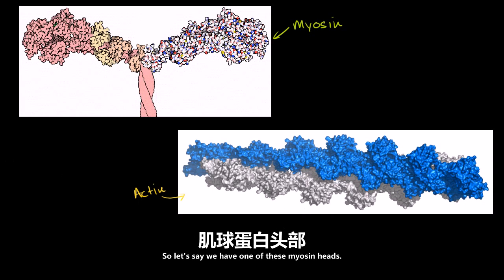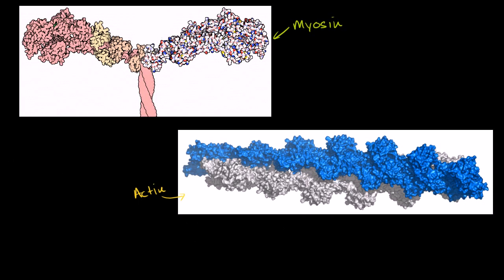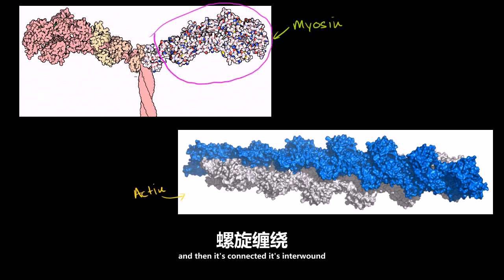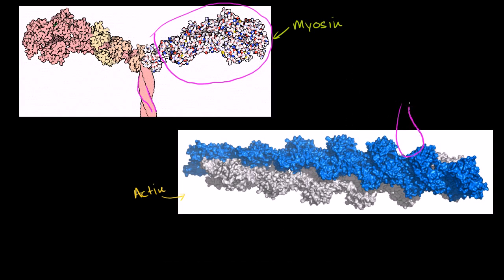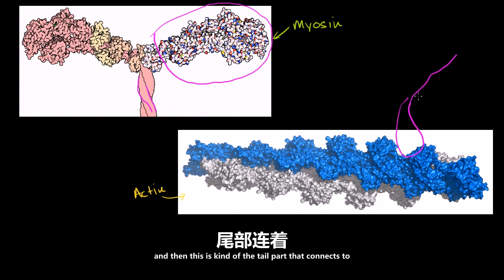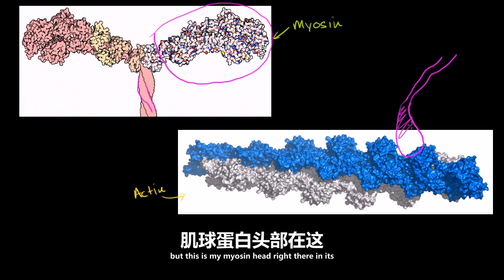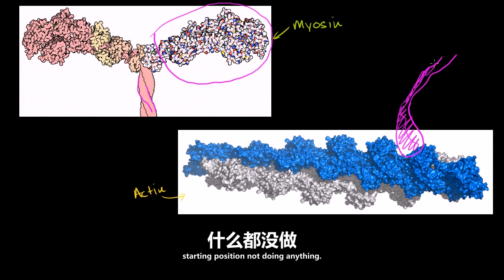So let's say we have a myosin, one of these myosin heads. When I say a myosin head, this is one of the myosin heads right here. And then it's connected, it's intertwined, and it's wove around. This is the other one, and it winds around that way. Now let's just say we're dealing with one of the myosin heads. Let me see how well I can draw it. Let's say it starts off in a position that looks like that. And then this is kind of the tail part that connects to some other structure, and we'll talk about that in more detail. But this is my myosin head right there, in its starting position, not doing anything.